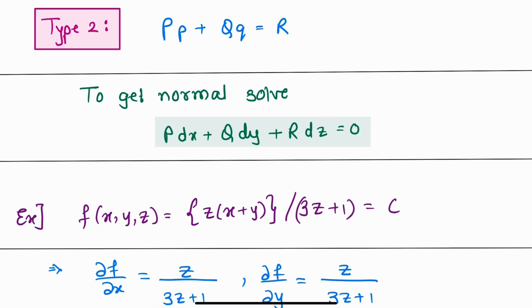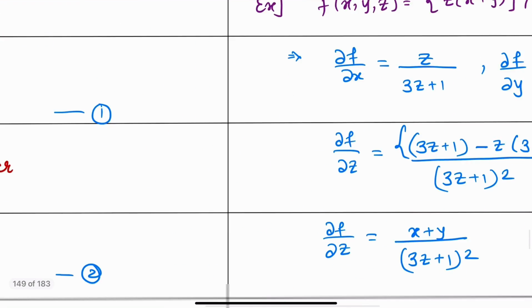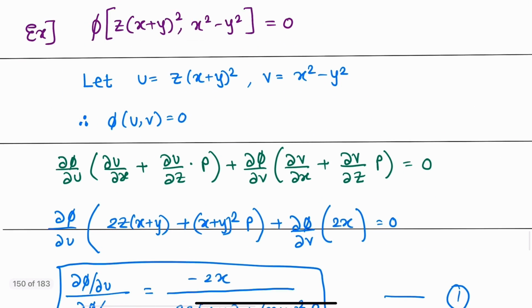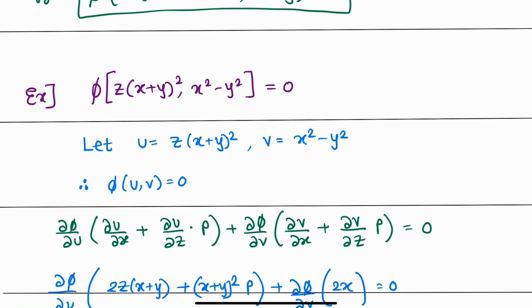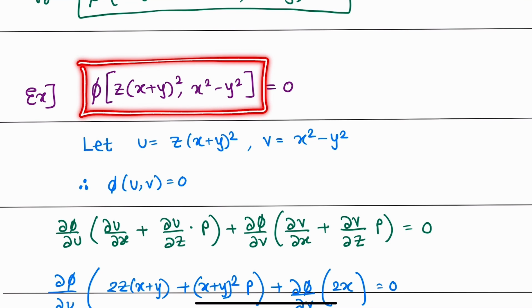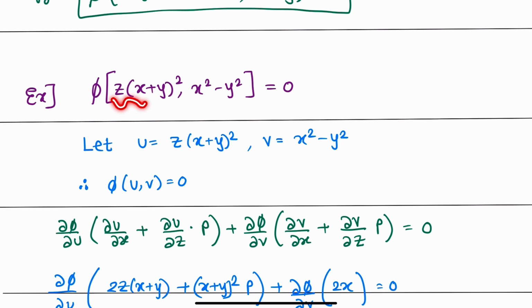Hence, let us take a bit more complicated example, where you will get stuck in the exam if you get an example of that kind. So let us solve that particular model. Say we are given a function phi as z of z into (x plus y) whole square, comma x square minus y square. Now if you observe, z is a function of z, x as well as y. How will you solve it?